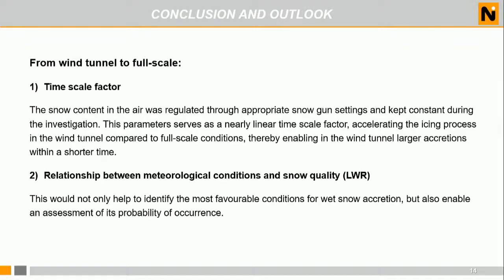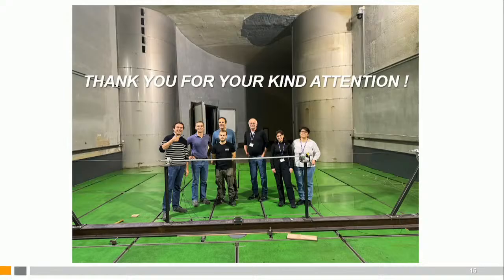And the second step is to find a relationship between the meteorological conditions that we measure in full scale at meteorological station and the snow quality. In the wind tunnel, we have seen the relationship between the snow quality and accreted mass of ice, and now we need this second step to go from meteorological data to accreted mass of ice. So thank you very much for your kind attention.